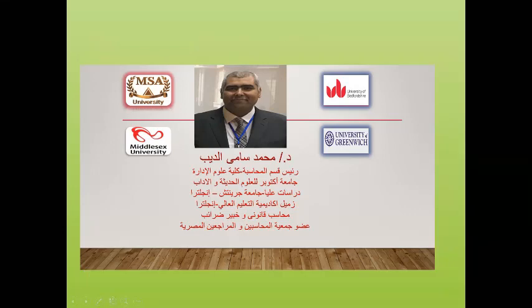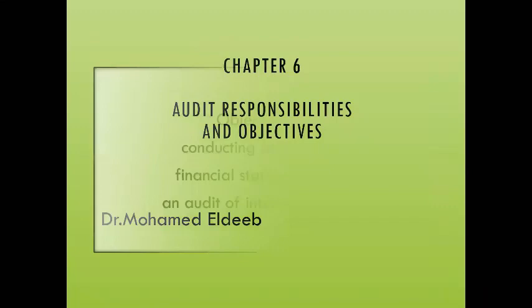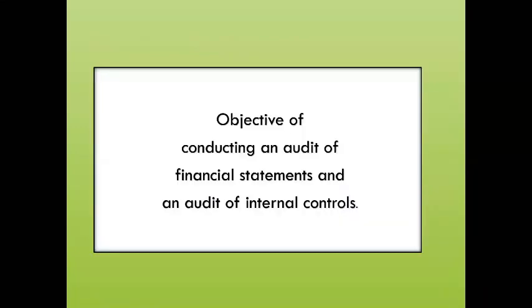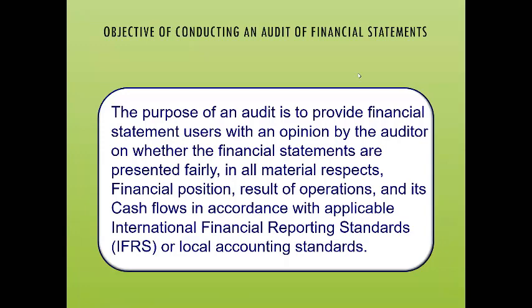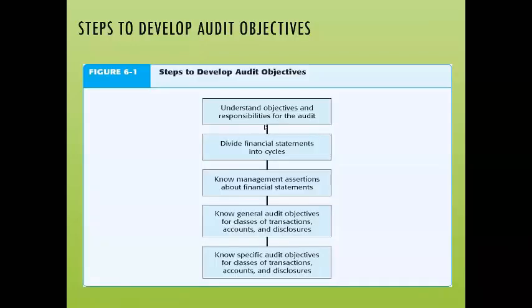Let's get started. This is chapter A6, audit responsibility and objectives, part 2. In part 1 we discussed the objective of conducting an audit of financial statements and an audit of internal control. We talked about the main purposes of doing an audit, and we said there are steps that we have to follow in order to achieve the objective of the audit. We said we have 5 steps to be followed.